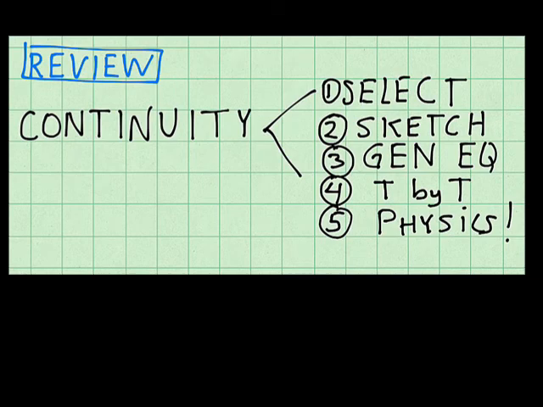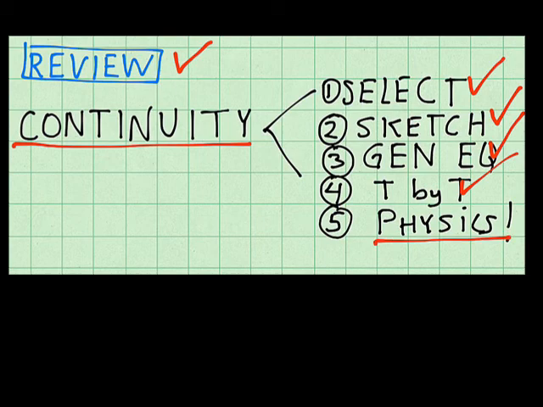In review, the continuity equation is super useful. To apply this equation, I select the equation when the problem involves inflows or outflows. I sketch my system and my control volume. I write the general equation. Then I do term-by-term analysis. Lastly, I make sure that my results make physical sense.